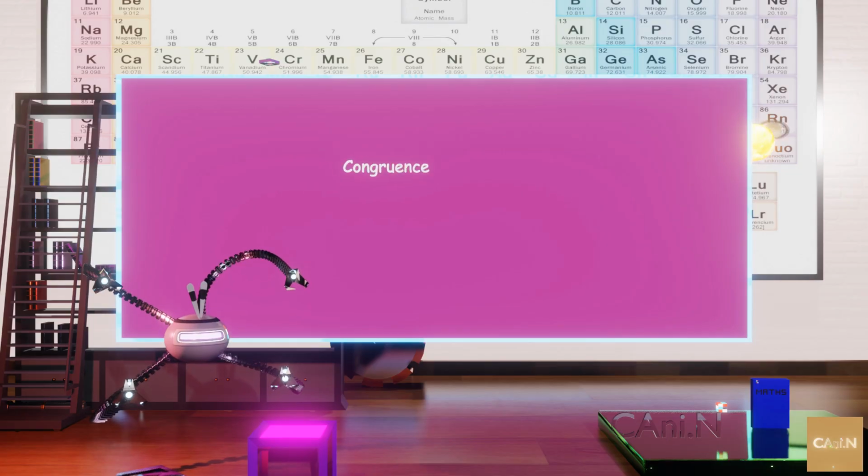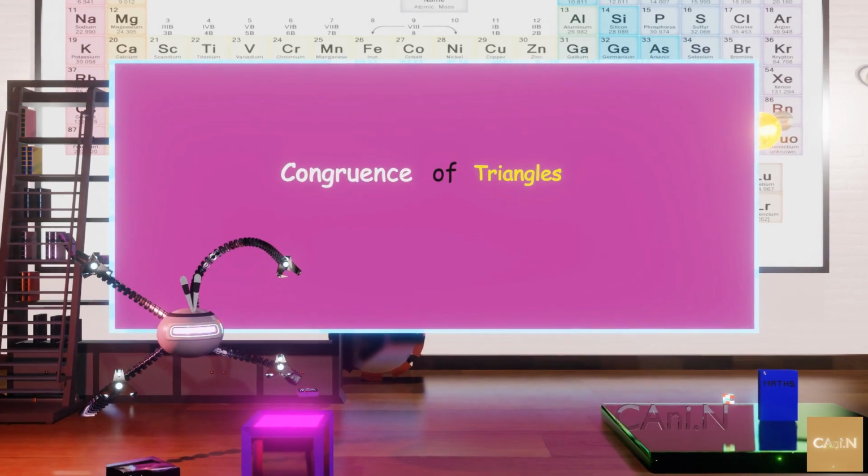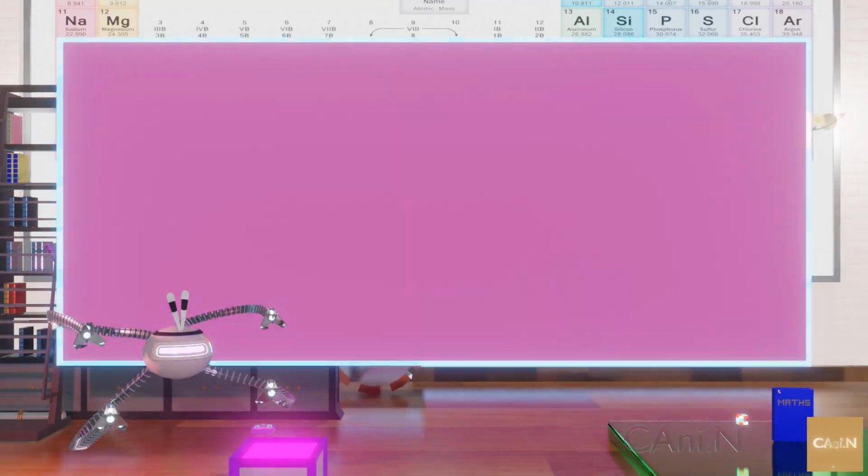Today our topic is congruence of triangles. Congruent. In geometry, congruent means identical in shape and size.